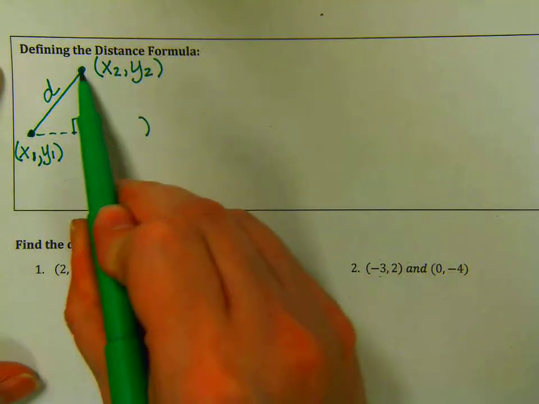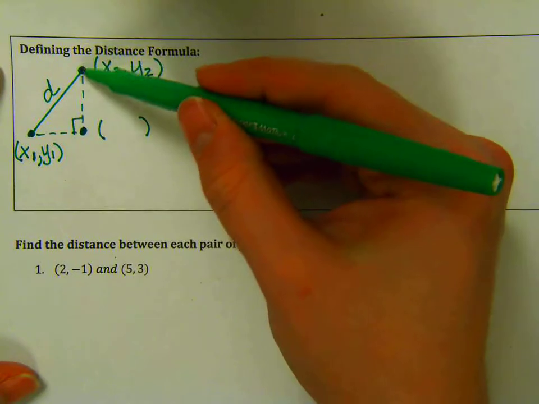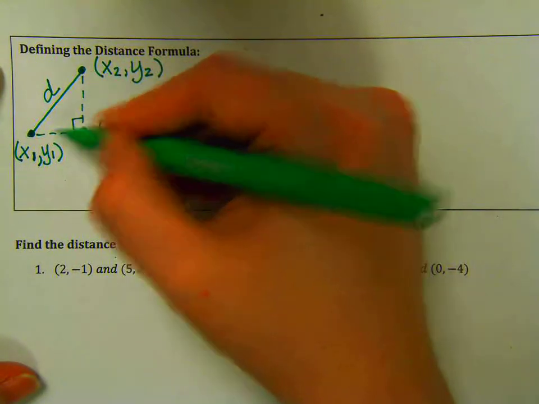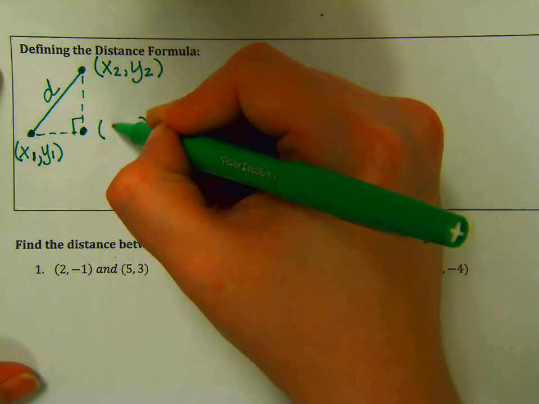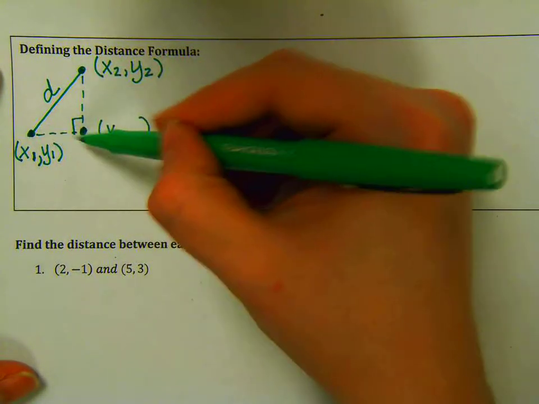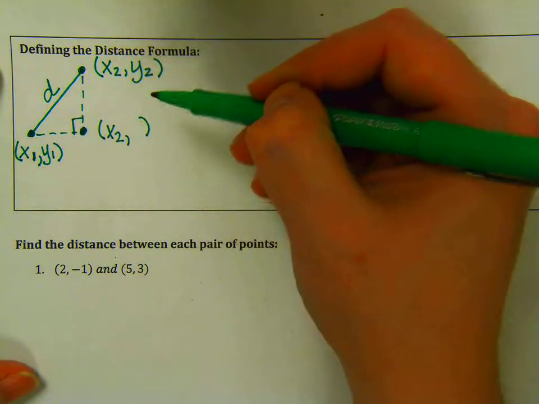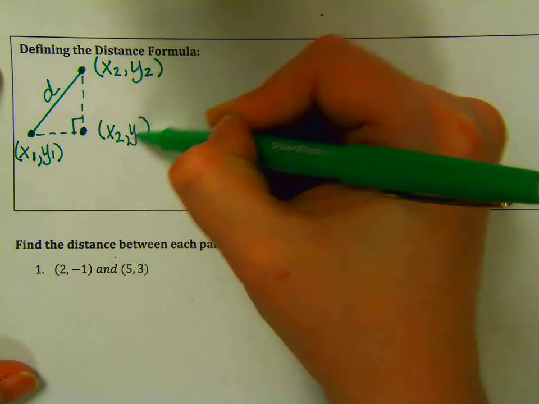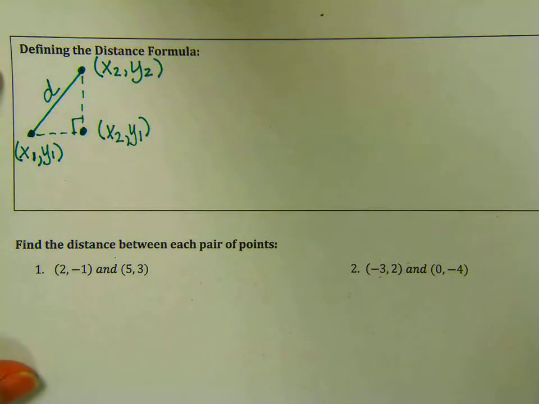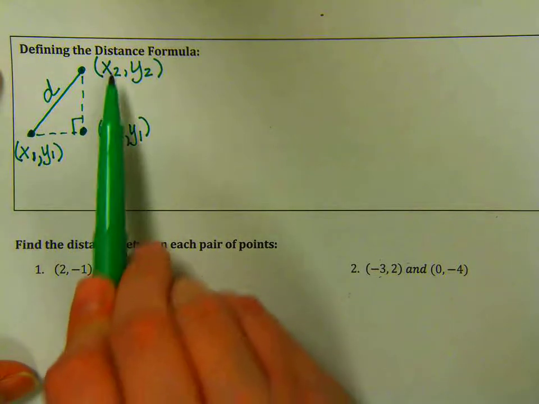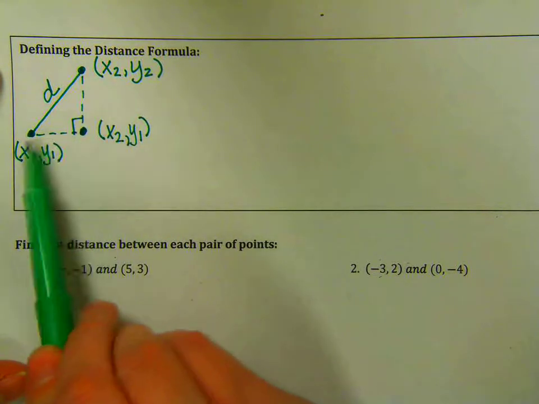So this point, since I dropped a perpendicular down, I went straight down on the x and y, so I have x2, because this is at that same point over x, and then y1, because I started at the bottom where y1 is. That's how I got this point. I went over x2, but I didn't go up any, so I stayed at y1.